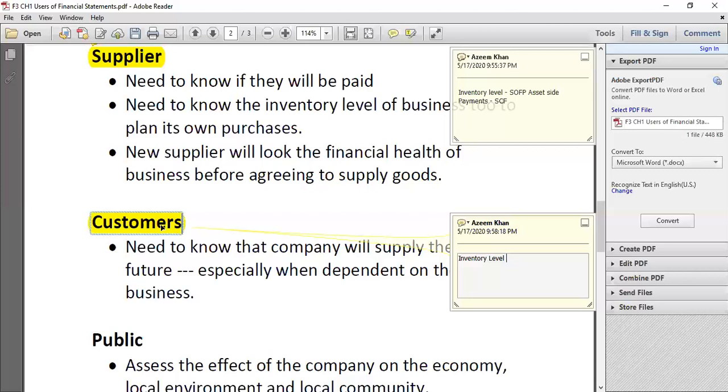And another thing that is very important to the customer, that is going concern. So what is the going concern? Can someone explain going concern?